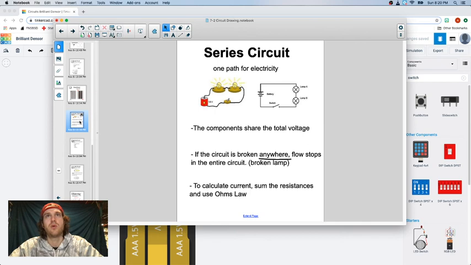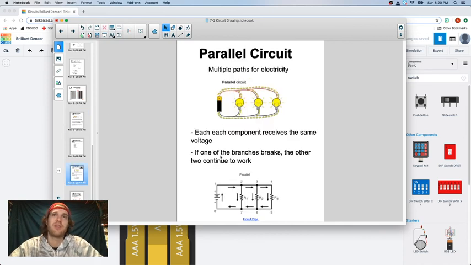So with a series circuit, you only have one path for electricity to go. It's through both of those bulbs. Every single electron is traveling through both of those bulbs. Well, in this case, that doesn't happen. One electron ends up choosing which path it wants to go. So the difference between a parallel circuit and a series circuit is before they shared the voltage.